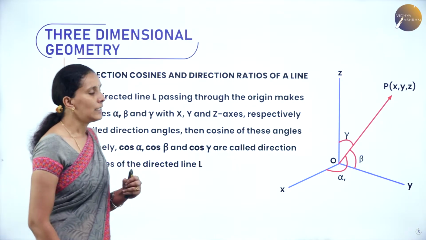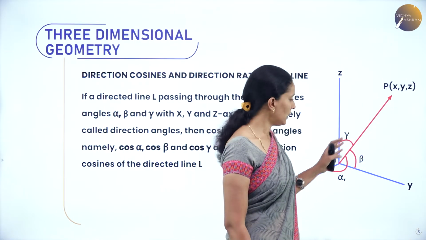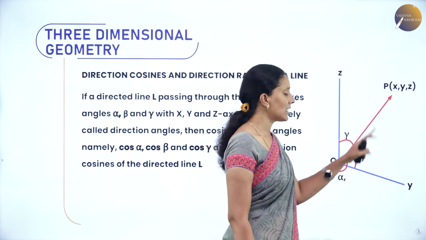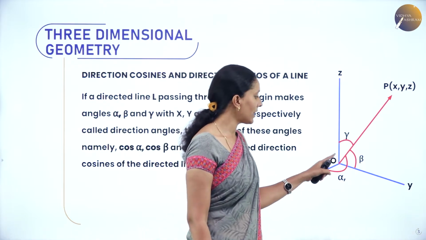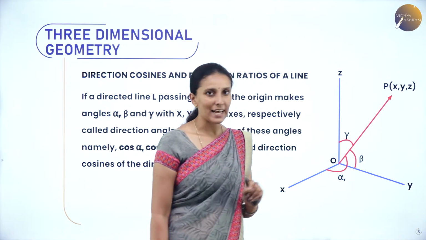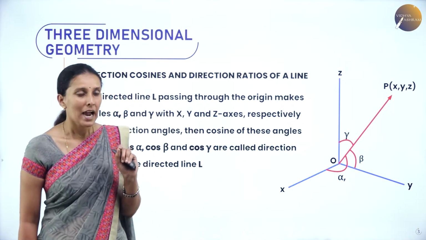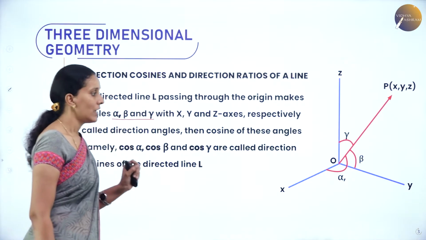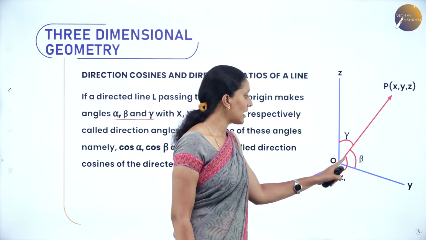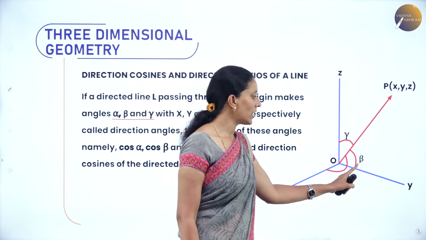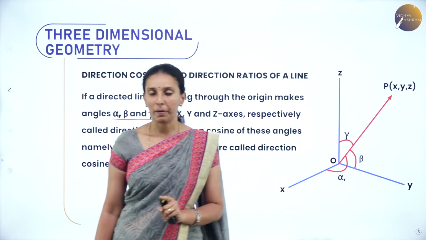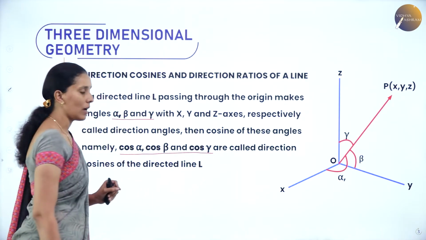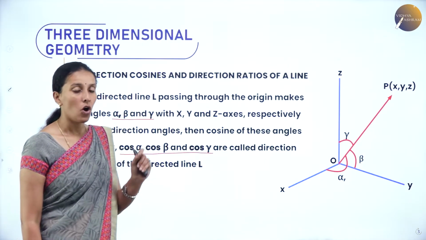Now let's take a line here. Let me take a point P and the vector with respect to the origin, which we take as OP. We'll consider this as a straight line. The angles made by this line with respect to the x, y, z axes are called the direction angles, given by alpha, beta, gamma. Alpha is the angle made with x, beta with y, and gamma with z. The cosines of these angles, cos alpha, cos beta and cos gamma, are called the direction cosines of the line L.